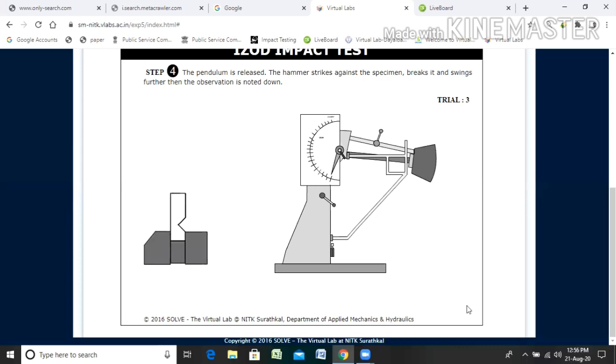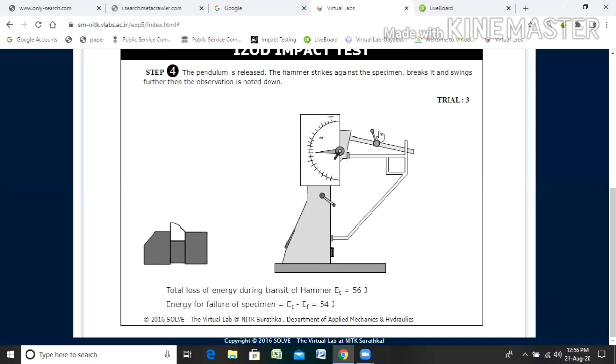Finally, we have to go for the third trial. Again, we disengage the lever to release the hammer. You can see the breakage of the specimen. The total loss of energy during the transit of the hammer is 56 joule, and the energy for failure of the specimen will be 56 minus 2 joule, the loss of energy due to friction. So 54 joule will be the energy for failure of the specimen.